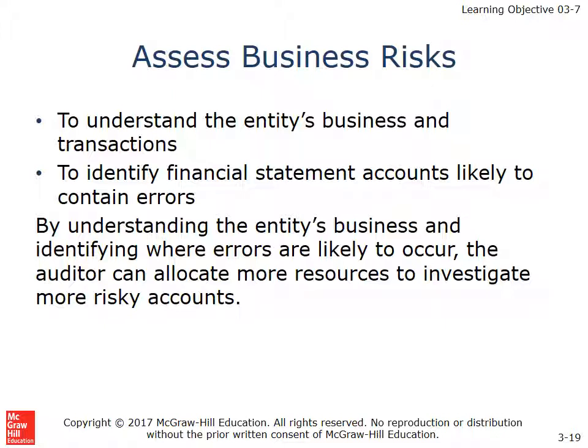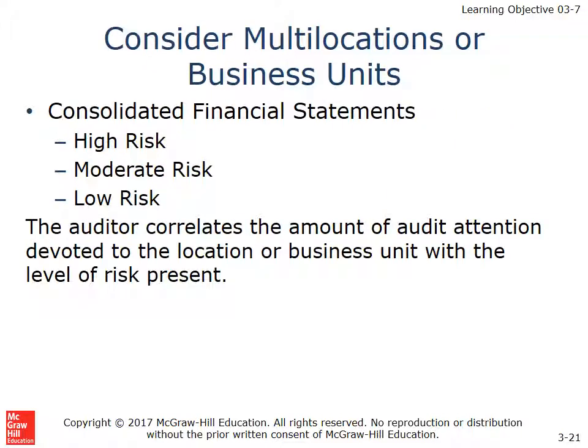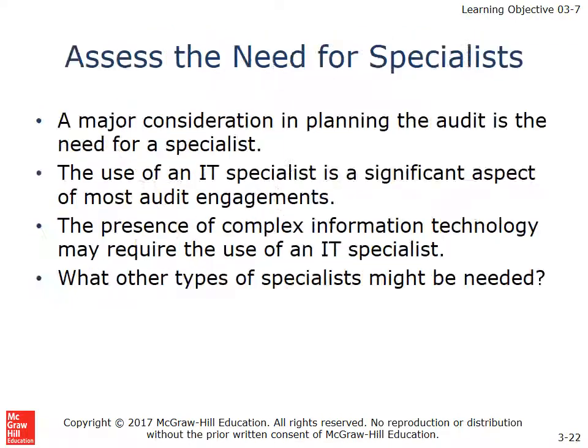So we're assessing business risk, to understand the entity's business, and to identify financial accounts likely to contain errors. We establish materiality. We establish it overall for the whole company. And then we also determine what's called tolerable misstatement for a specific account or disclosure. Talk more about that. The multi-locations we talked about. How much attention do we devote to each location? Do we need specialists? We've talked about that.